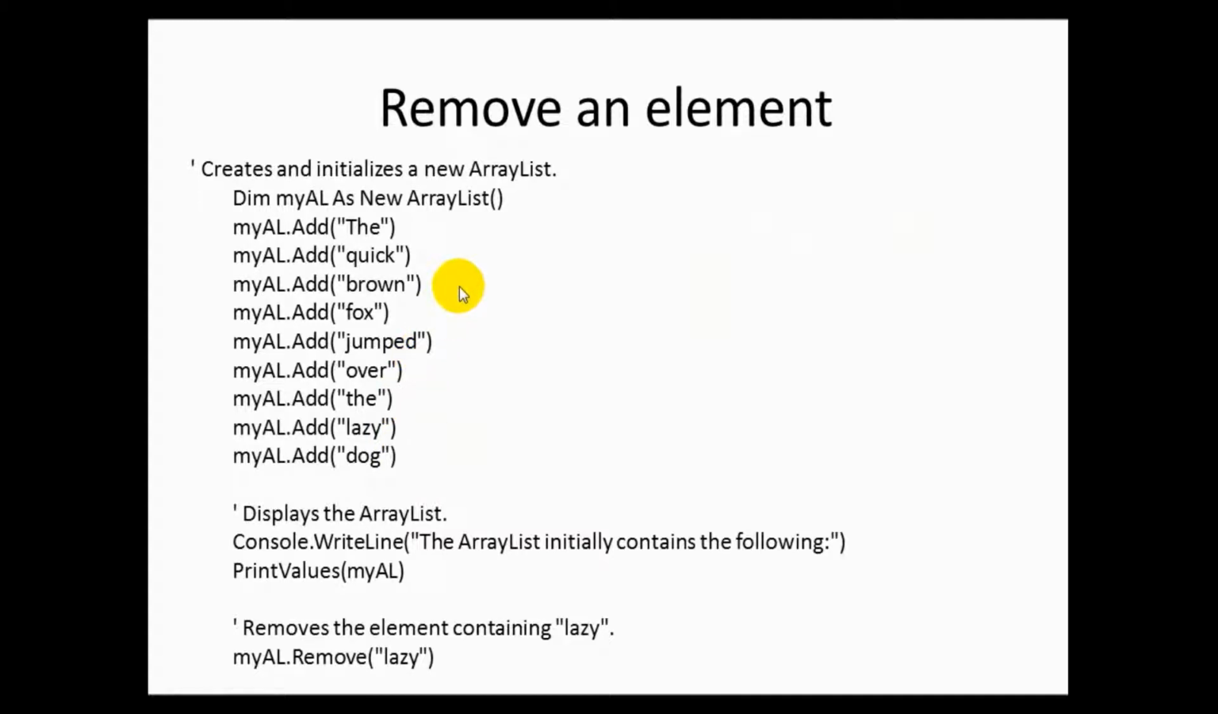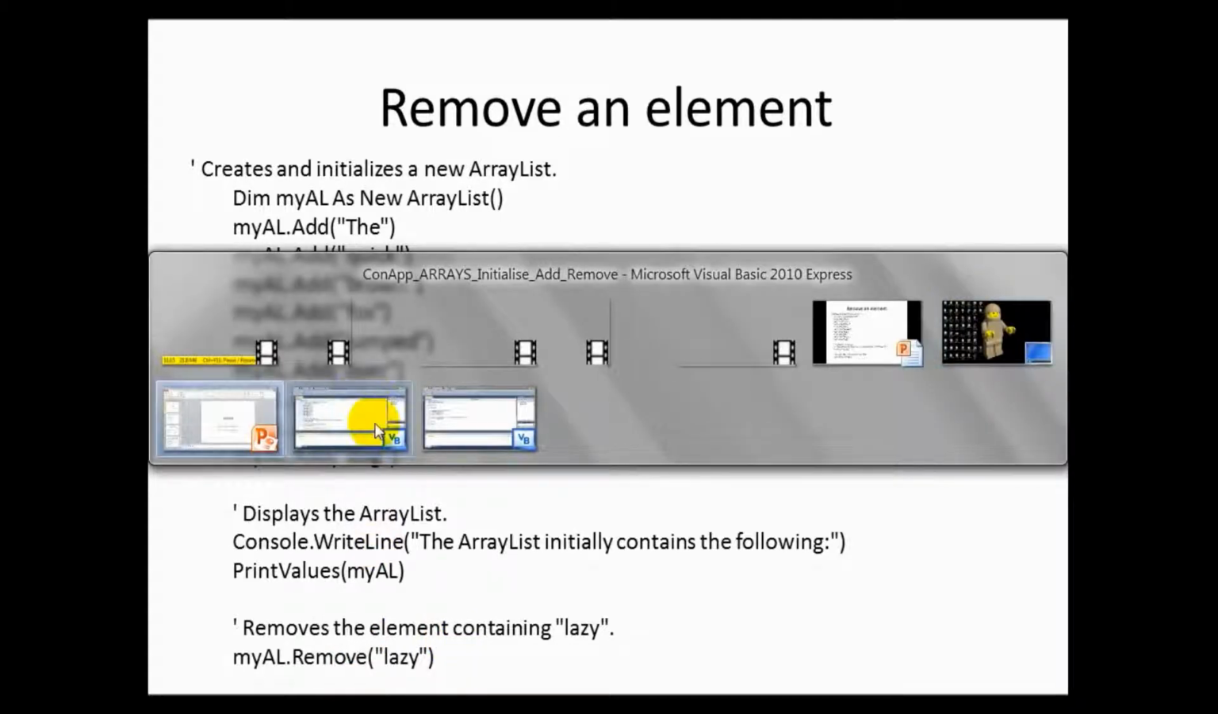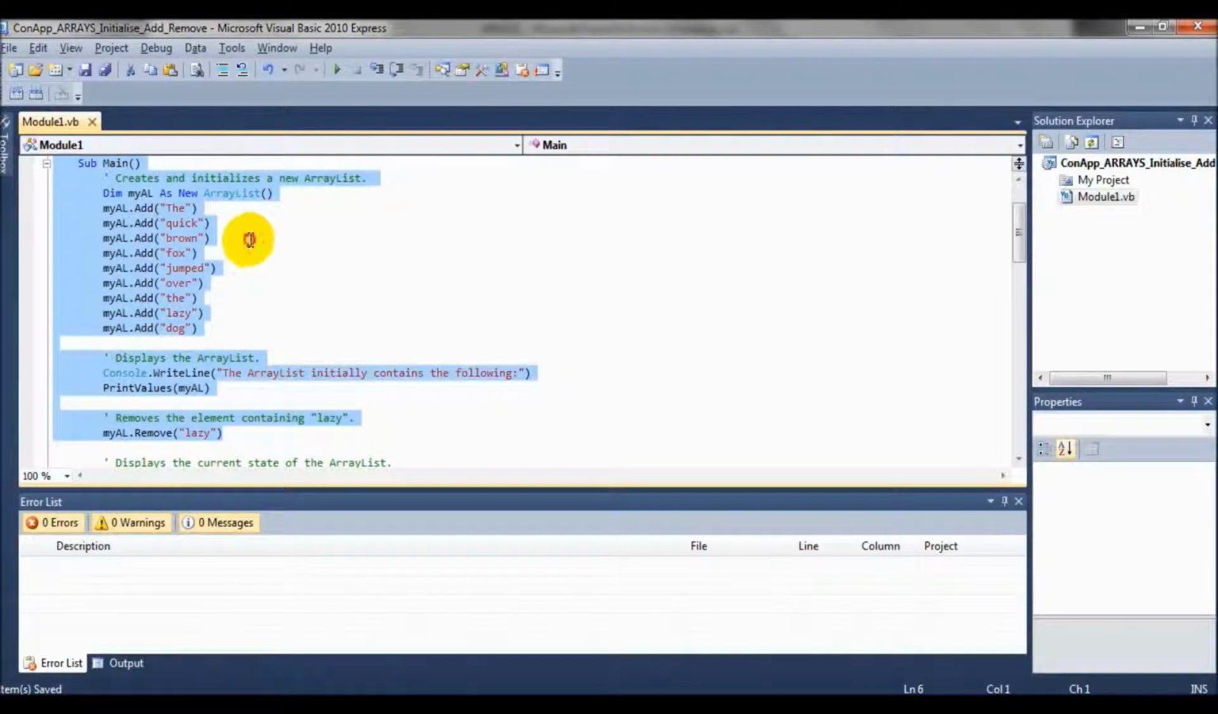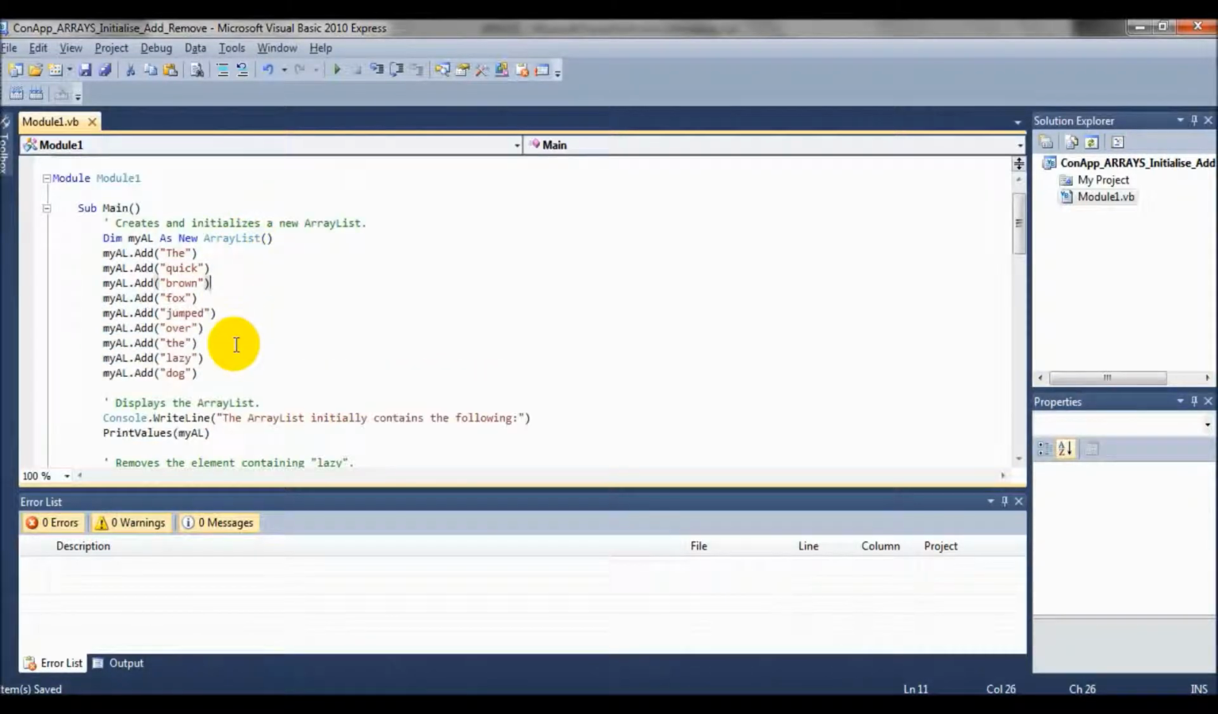Removing an element. Right, we're going to first initialize a new array: the quick brown fox jumped over the lazy dog. And once we've initialized that new array, we're then going to remove it. So let's find out what's happening with this one. Is this the one? Yep, I had it there. Let's have a look. Yep. Alright, so the quick brown fox jumped over the lazy dog.